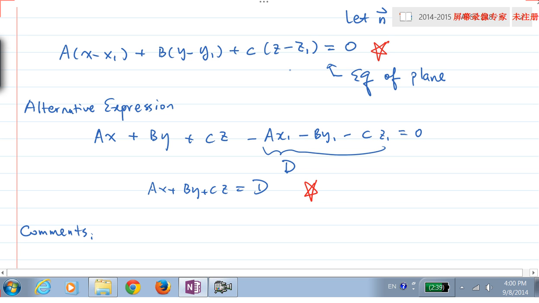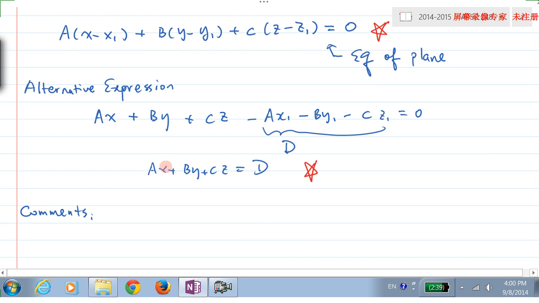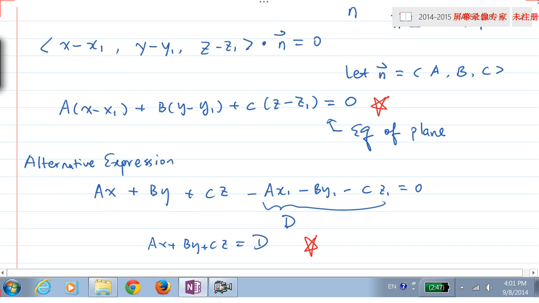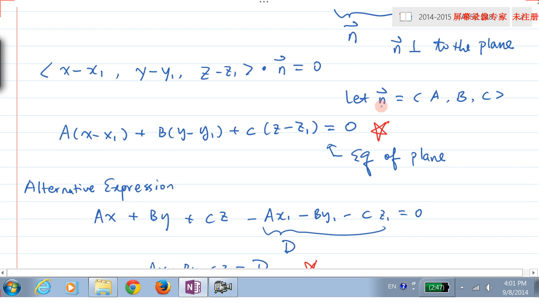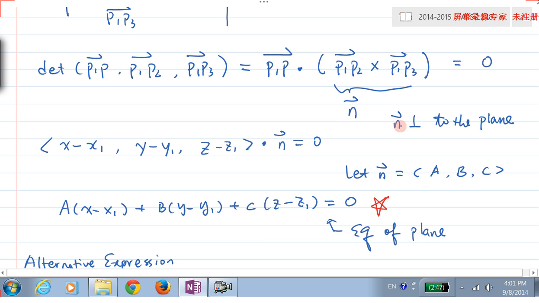By observing this equation, what is the coefficient in front of x, y, z here? A, B, C, right? Or in this one, same thing, A, B, C. And where do A, B, C come from? From this one here, right? And what does the n vector represent? The n vector is a vector perpendicular to the plane.